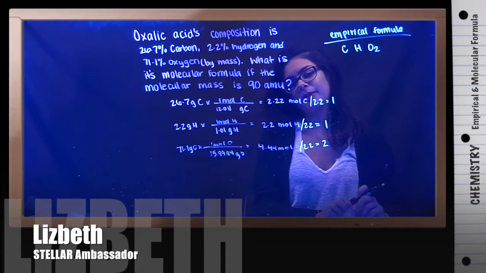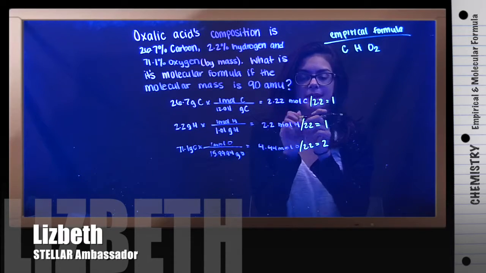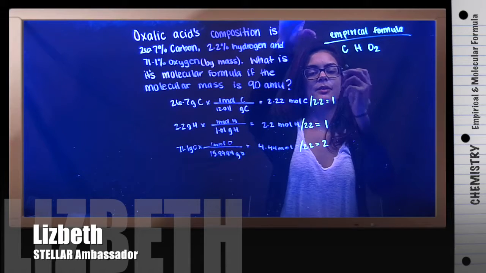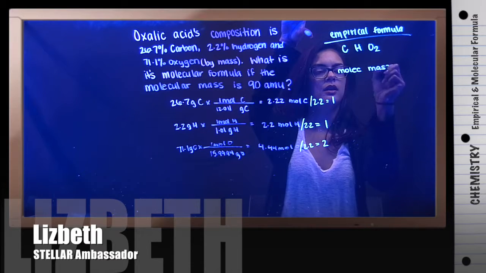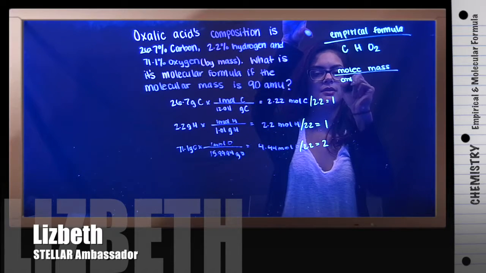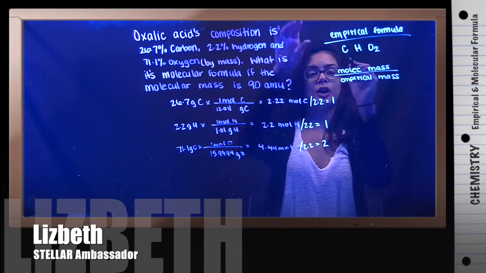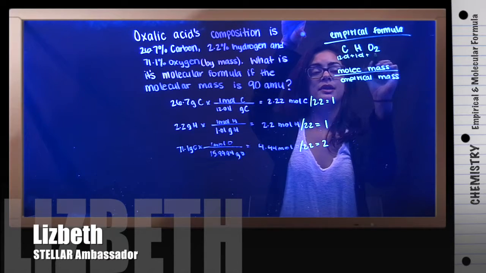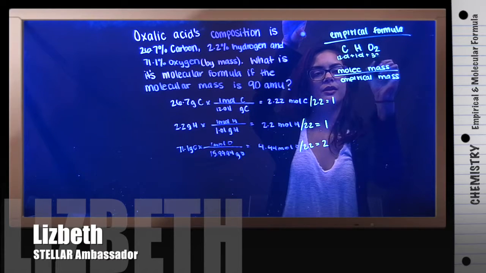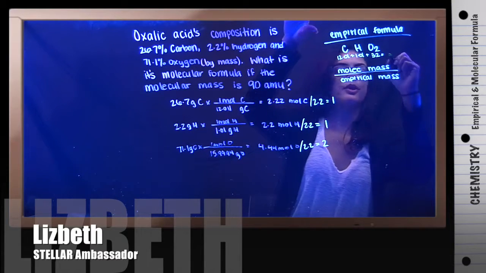However, they're asking us for the molecular formula, and in order to find the molecular formula, we need to find the ratio between the empirical formula mass and the molecular formula mass. So the equation is going to look like this: we take the molecular mass and divide it by the empirical mass. In order to find the empirical mass, I'm going to add the mass of carbon, which is 12.01, plus hydrogen, which is 1.01, plus oxygen times 2, so that'll be around 32. And that mass is going to give me 45.02.